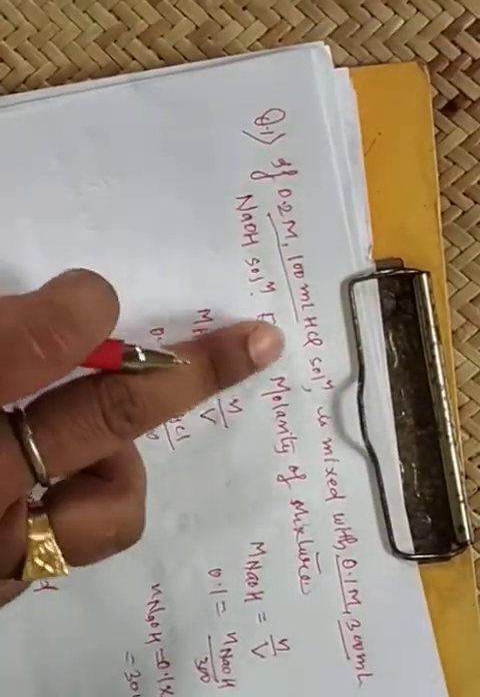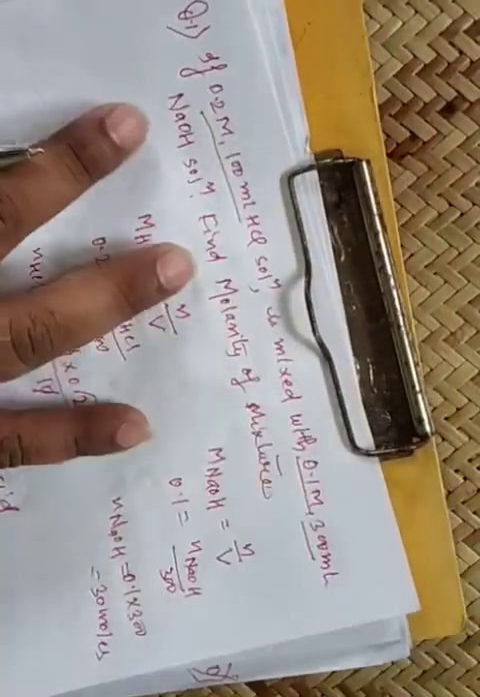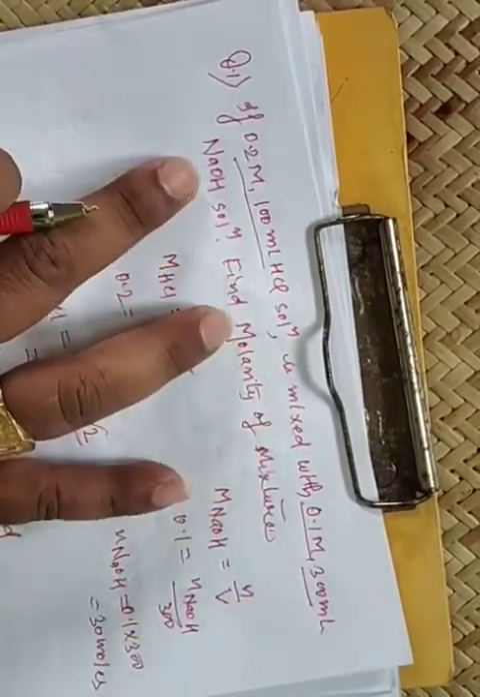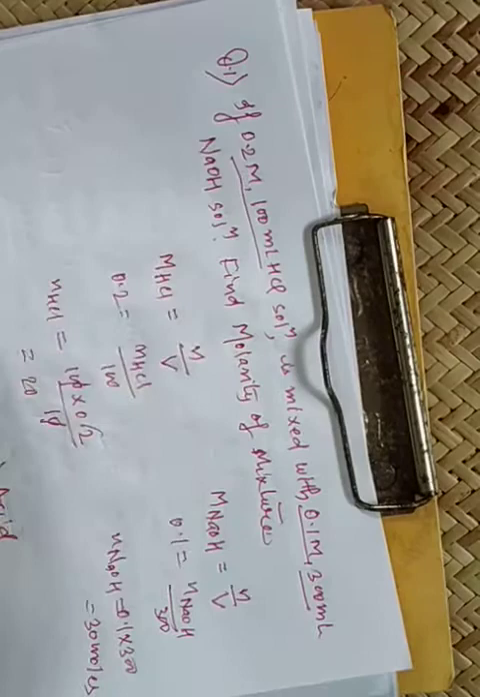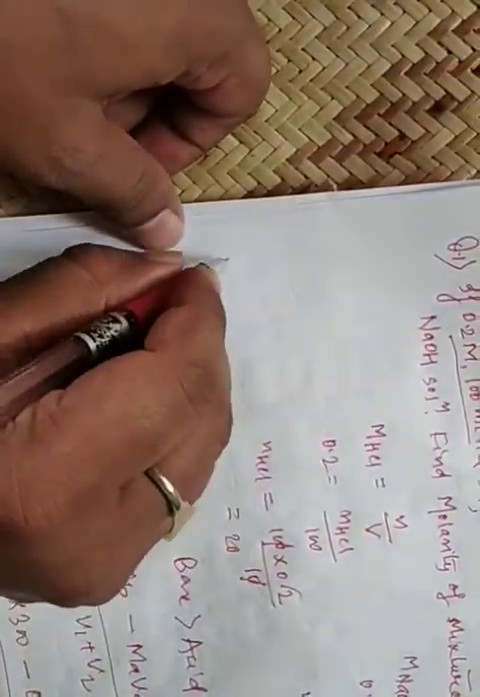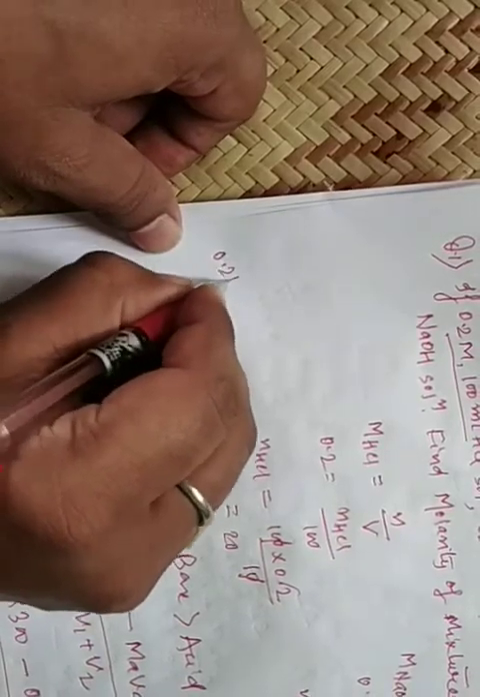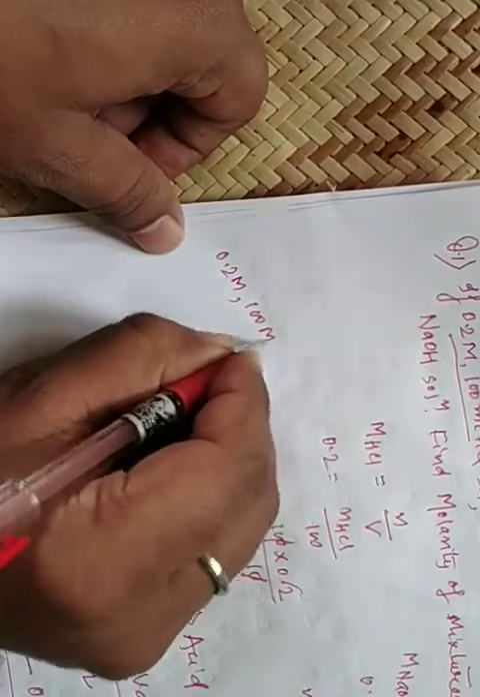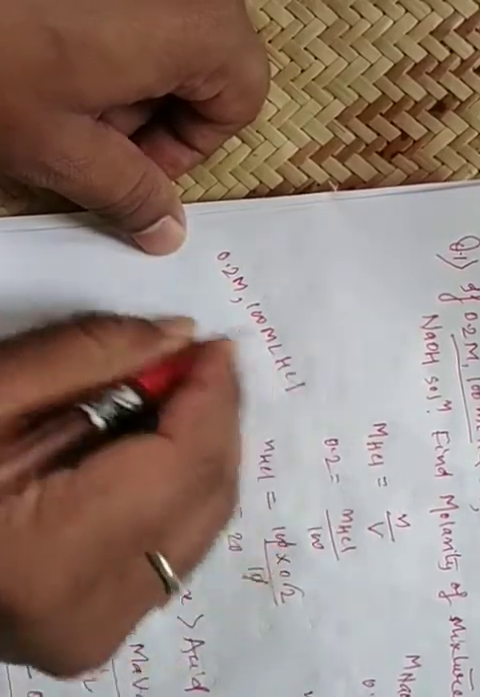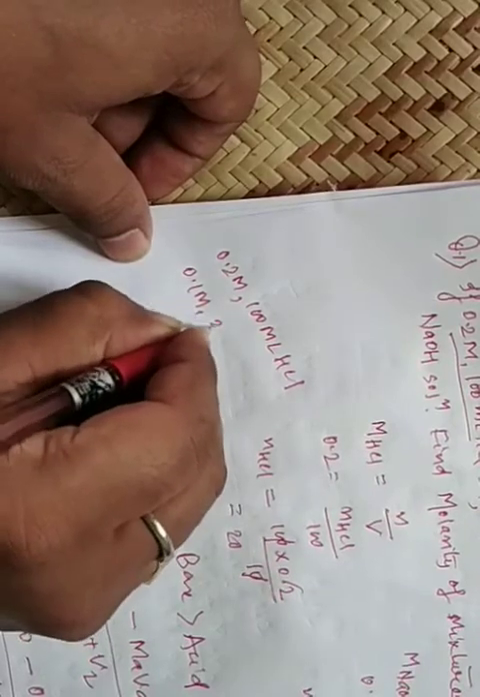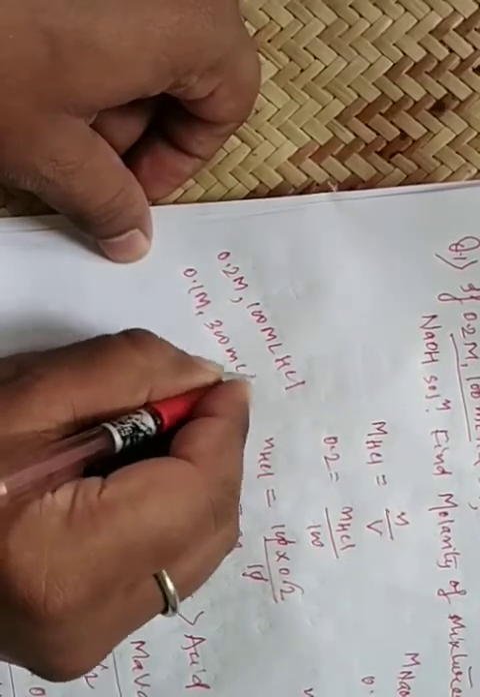Okay, now another very interesting topic. Suppose both the solutions are acid. Suppose here there is HCl also. Then you can write the formula. Suppose the question is 0.2 molar 100 ml HCl solution, and the second 0.1 molar 300 ml HCl solution.